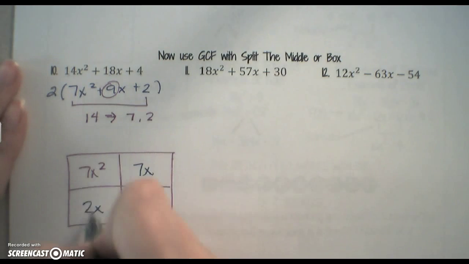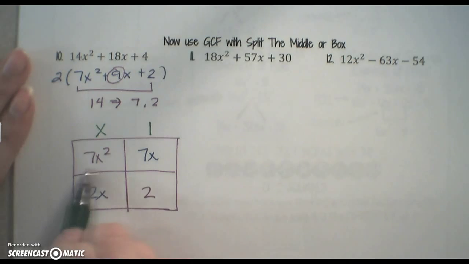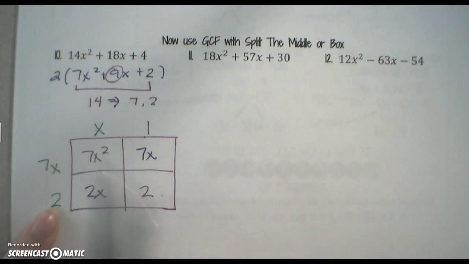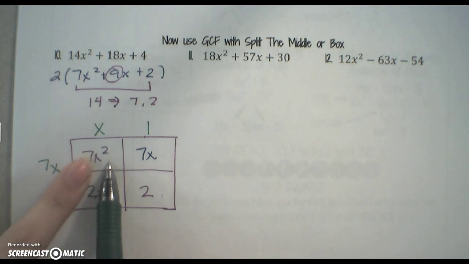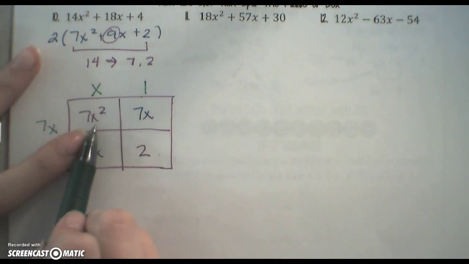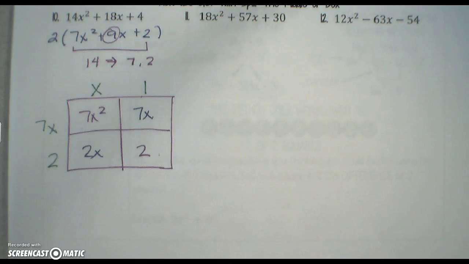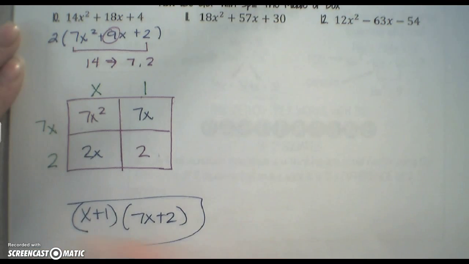Pulling out our GCFs going vertically, I like to start that way. There's an x. Nothing, that means we hold it with a 1. Going horizontally, 7x. Going horizontally down here, 2. And again, double check, multiply. 2 times 1, does that give you 2? 2 times x, does that give you 2x? 7x times x give you 7x squared. Yes, so you can check and make sure that the top and the side multiply to get what's in the box. So our final answer, if we put these together, x plus 1 and 7x plus 2, which is along this side there.